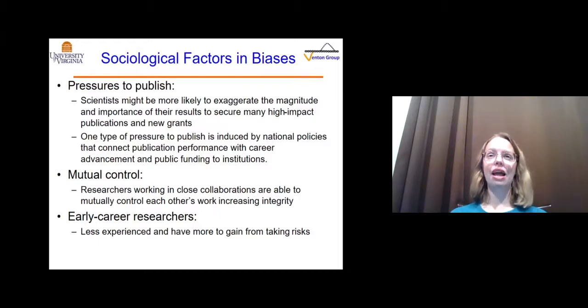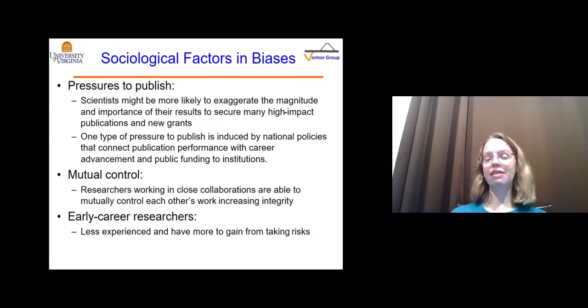So if I collect some data and I just send it across the country to a collaborator, we maybe talk about it once or twice and they put it in the paper. That actually tends to make studies have less integrity because there's not much collaboration and not much feedback there. The more that people are working closely together, usually the better it is for having less bias in the paper.